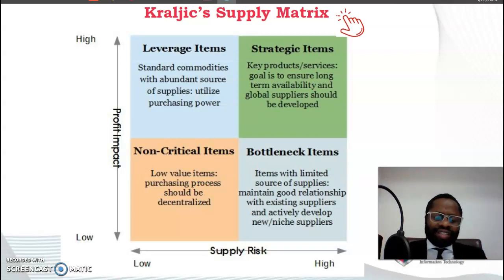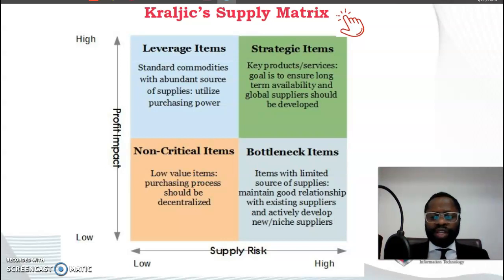Now, let's get to the relationship side. It is recommended that within this matrix, within this quadrant, you should maintain a collaborative relationship, right? So the Kraljic matrix helps us understand the importance of relationships, but not having close relationships with everyone, but with the strategic suppliers. And this is where the rationalizing comes in.